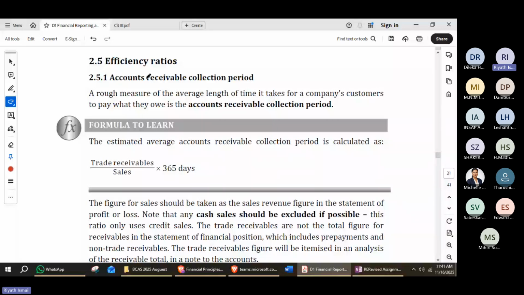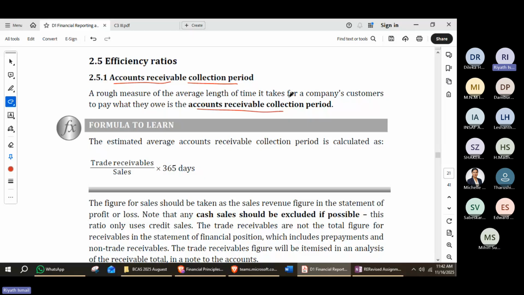Efficiency ratios: account receivable collection period. The account receivable collection period is a rough measure of the average length of time it takes for a company's customers to pay what they are liable to pay. One customer purchases something and requires time to settle that money. If you give 30 days, your collection period is 30 days.